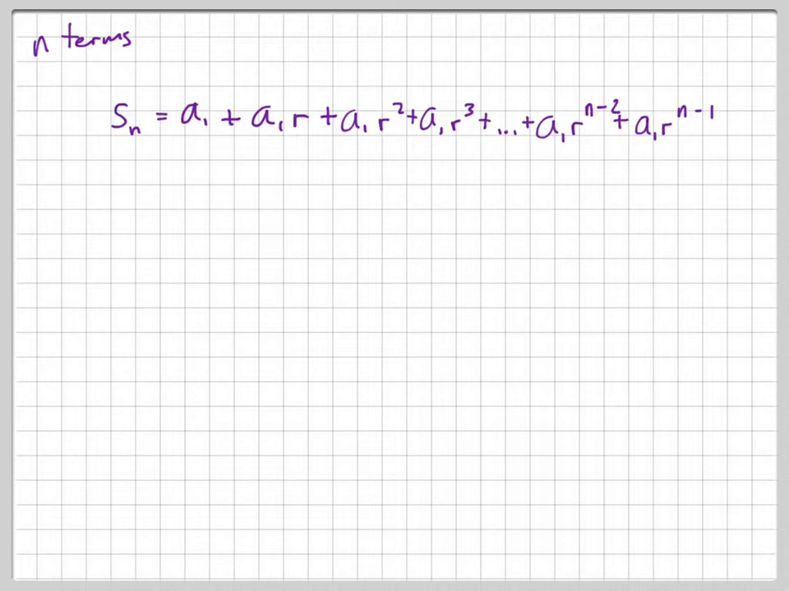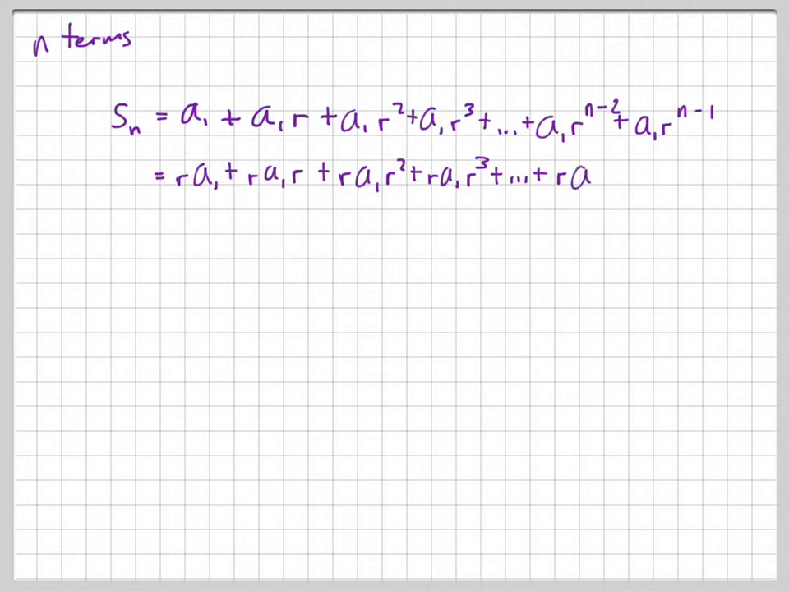Now I'm going to write the same thing, but I'm going to multiply everything by r. So we have r times a sub 1. I'm just multiplying by r, and I'm going to keep the r out so we can see it. And then I'm going to multiply the next term by r, and the next term by r. And then we have our dot, dot, dot. And now I'm going to multiply this term by r.